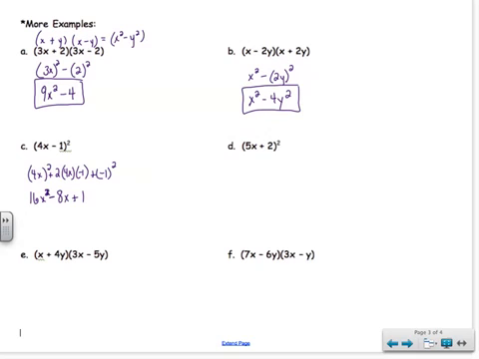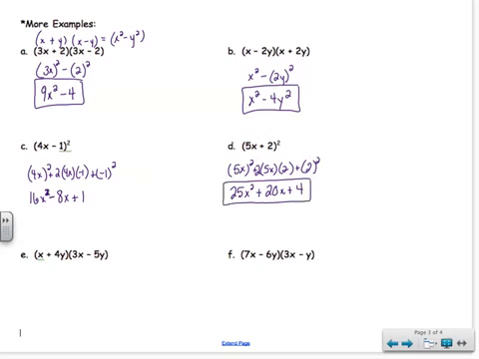If we look at letter D, again, similar process. So I'm going to take the first term and square it. I'm going to take the last term and square it. And then 2 times each of the terms. So we end up with 25x squared plus 20x plus 4.